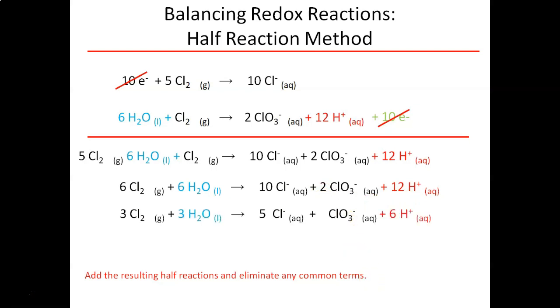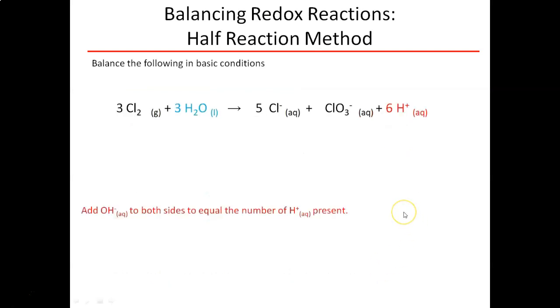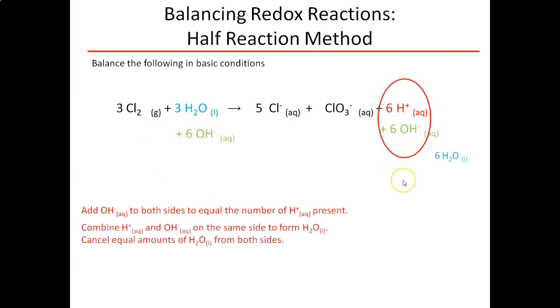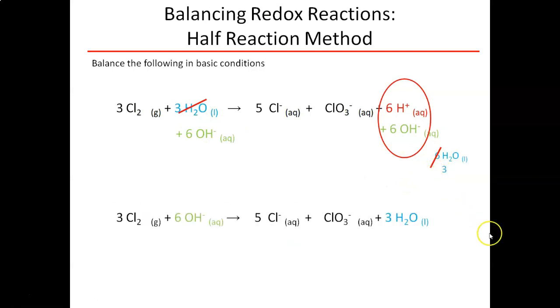Now, again, this is in basic conditions. So we have to go through and do what we did before when we have basic conditions. For each proton, we're going to add a hydroxide, but because my reaction is balanced, what I add to one side, I have to add to the other. Then my protons are going to combine to form water. And then because I have water on both sides now, I'm going to reduce my water, and then I'll just rewrite my equation.